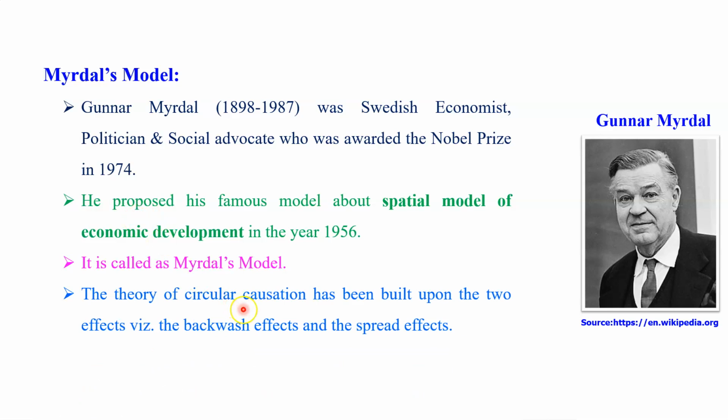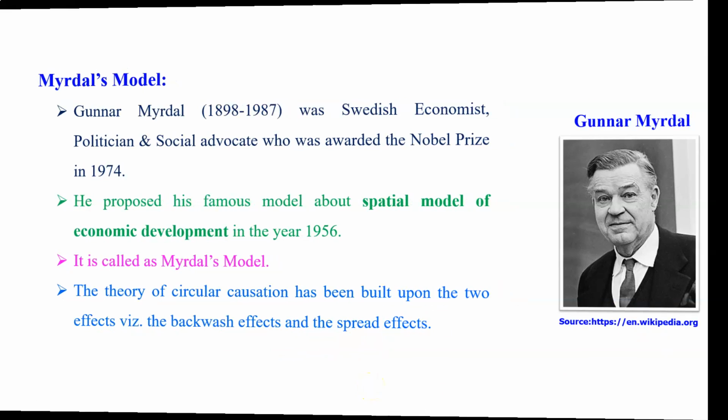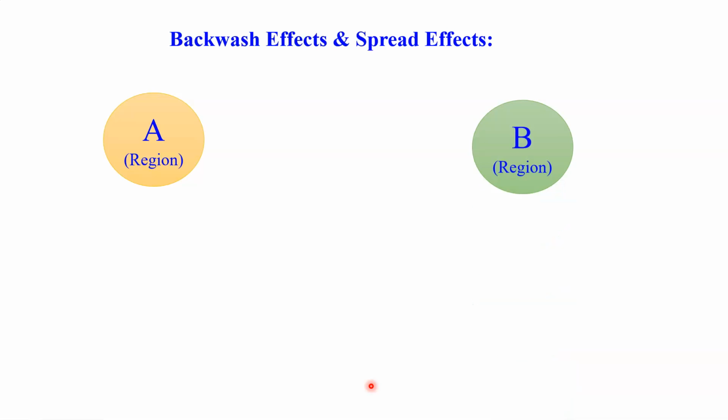The theory of circular causation has been built upon two effects, that is, the backwash effect and the spread effect. On the basis of these two concepts, Myrdal explained his important model. Let us see the backwash effect and the spread effect. For this purpose, let us assume that we have two separate regions, that is, region A and region B.